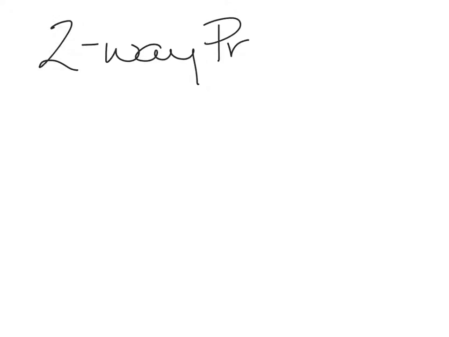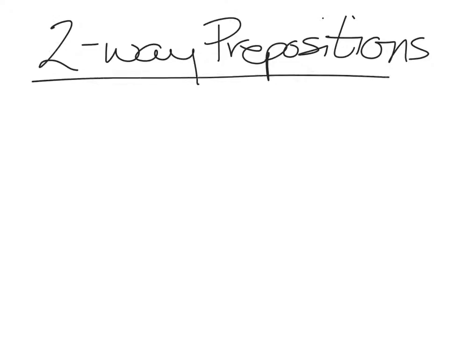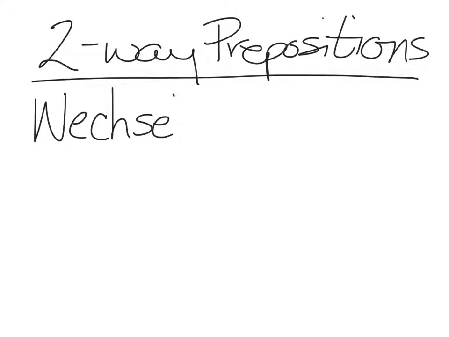Two-way prepositions. Some people, for those of you who know Mitchell, for example, he calls them the doubtful nine. Okay, because there are nine of them, and you're always doubting whether or not you are using it correctly. So in German, they are called Wechselprepositionen, changing prepositions.